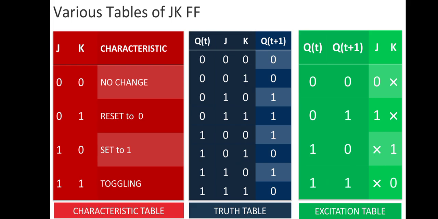This is all for the day. Similarly, if I ask you to find the characteristic equation of the JK flip-flop, then you have to go with the truth table and solve for Qt plus 1, considering Qt, J and K as input variables, and you will get it as I have explained earlier in the case of the SR flip-flop.